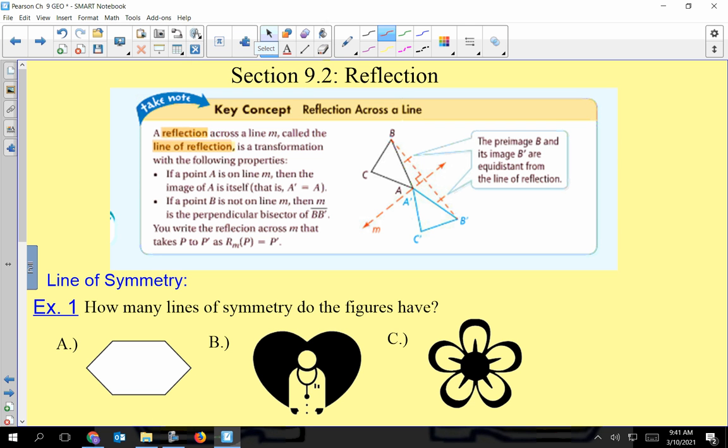Okay, everybody, this is chapter 9, section 2. This is called reflection. Once again, we're going to be moving a figure, typically on a graph, but we're going to start with just some pictures and look at what reflection really means.